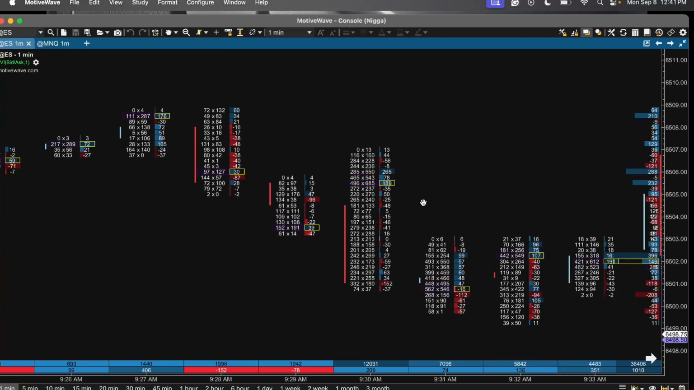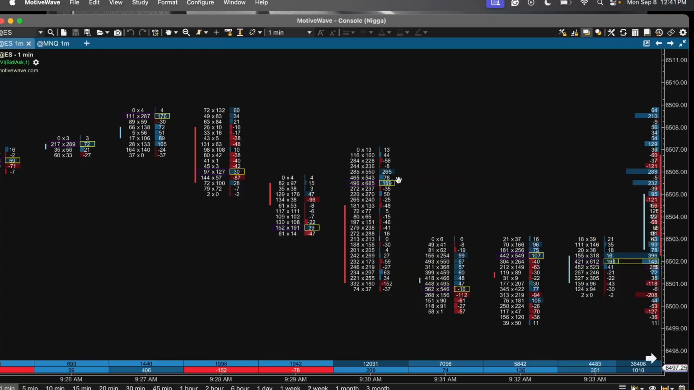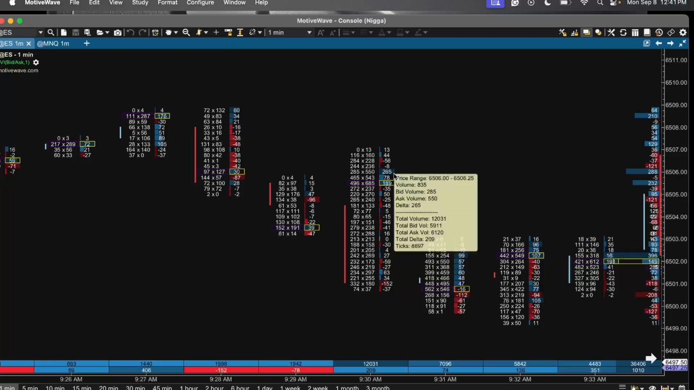So what does a trapped trader look like? Well, if we're looking for shorts, we'd want to see a bearish candle right here, and we want to see buyers stuck at the top, which is literally right here. 265, 78, 189. And me personally, I wait for at least 200 trapped for my entries.